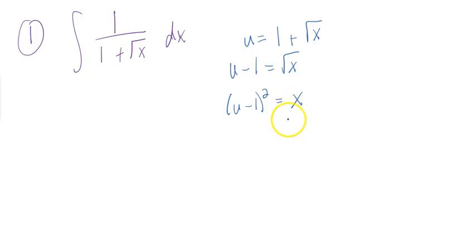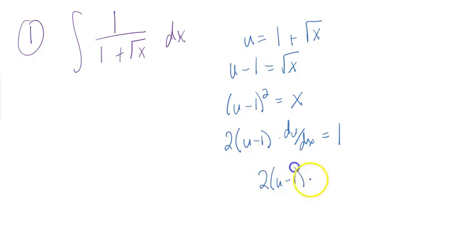And once you have the x solved for, then you do the derivative. So this will be a chain rule. 2 times u minus 1 to the 1, understood? Then the derivative of the inside would be du dx. Over here, the derivative of x is 1. Again, I want to multiply by the dx like I do in regular U sub. So I get 2 times u minus 1 du equals dx.